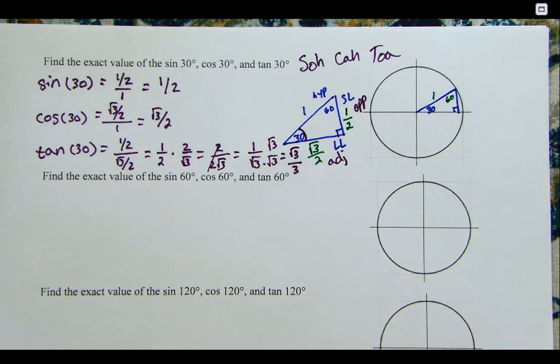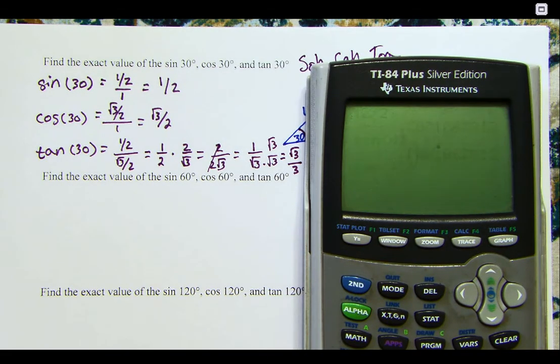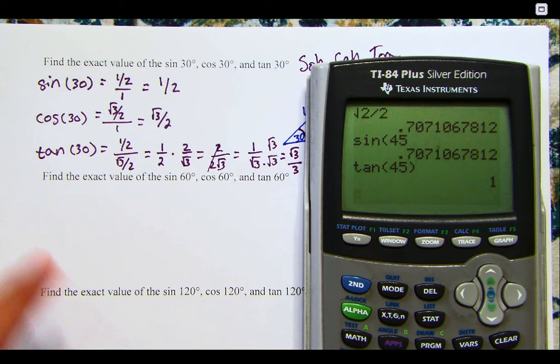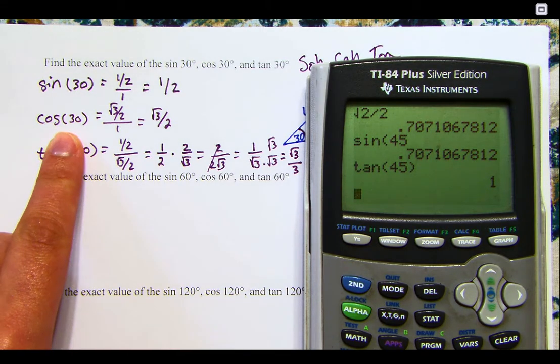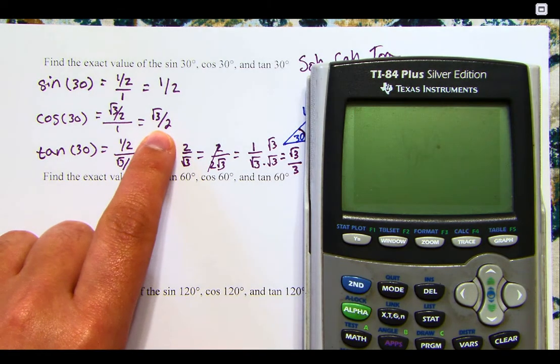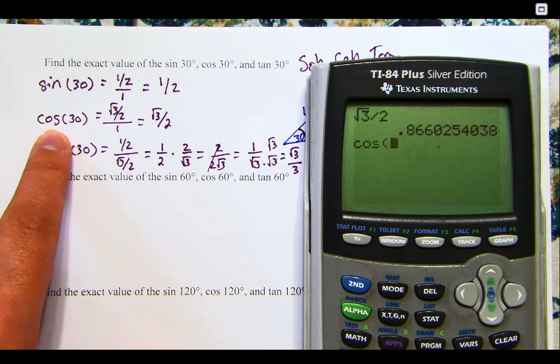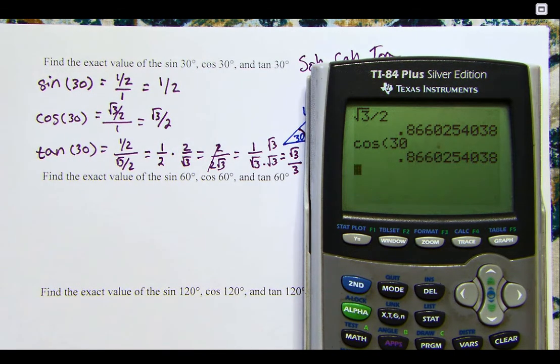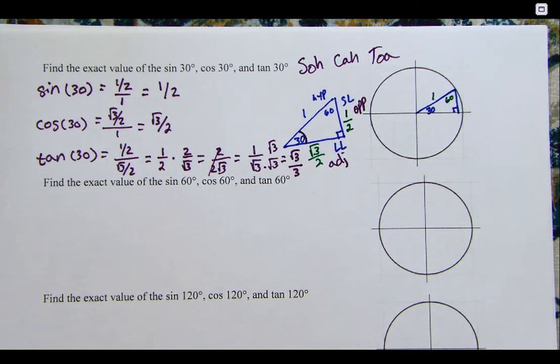And again, if you want, we can take our calculator and just double check. So if I'm checking, let's check cosine 30. It doesn't matter which one you start with, so I'm just going to start with this. I'm going to do square root of 3 divided by 2, and then I'm going to type in cosine of 30 and see if our decimals match. And they do. We could also do that for the tangent if we wanted to.